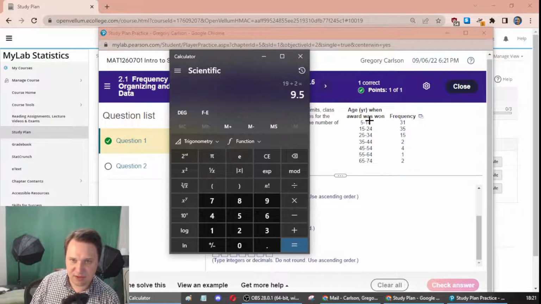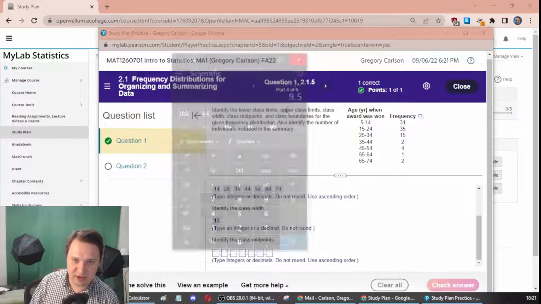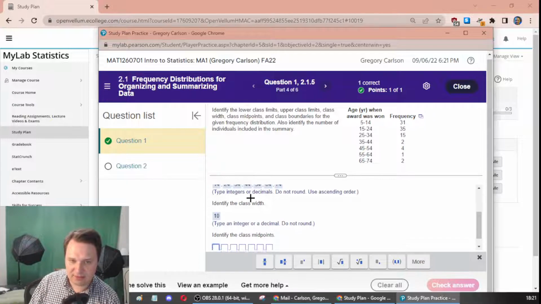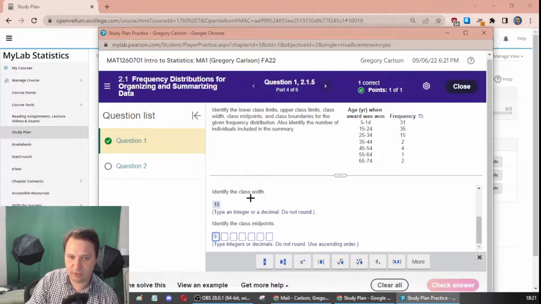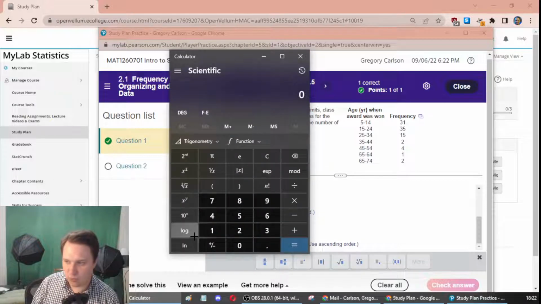So I went kind of fast. That was 5 plus 14 divided by 2, which was 9.5. So that's how you calculate the first class midpoint, like that. So 5 plus 14 divided by 2. So let's do the next one. Same thing for all of these. Grab the calculator again. So the next one would be 15 plus 24, hit equals, and then do divided by 2.